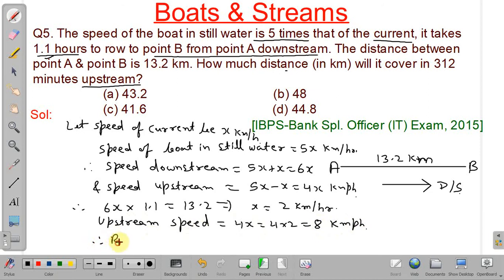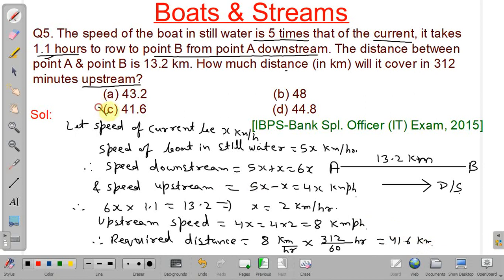Therefore, the required distance is speed into time. The upstream speed is 8 km per hour and the time is given as 312 minutes. We will convert it into hours, so divided by 60 hours. After calculating this, we will get 41.6 kilometer. So our answer will be option number C.